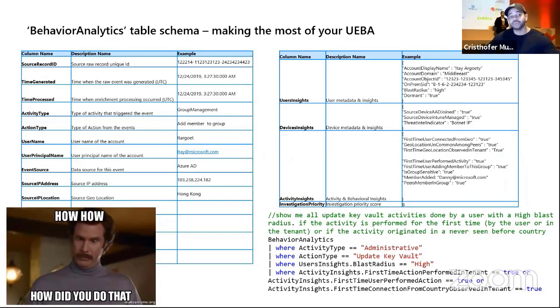Okay, so this just shows you here how we're able to take all this schema and put it into play. And down at the bottom here, you see a quick query that actually satisfies a pretty cool use case. And that is, show me all the update key vault activities done by a user with a high blast radius, meaning poses a big risk to the organization, if the activity is performed for the first time by the user or in that tenant, or if the activity originated in a never seen before country. That's pretty cool how we're able to go into the behavior analytics table and specify these different operators that allow us to get to that use case. And again, that's a custom analytic, but going forward with UBA, we will be providing more built-in content that will satisfy other different use cases.